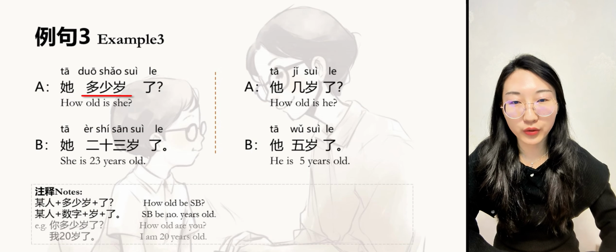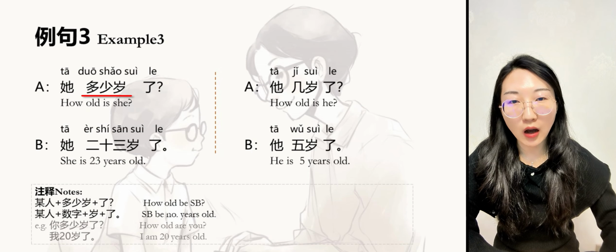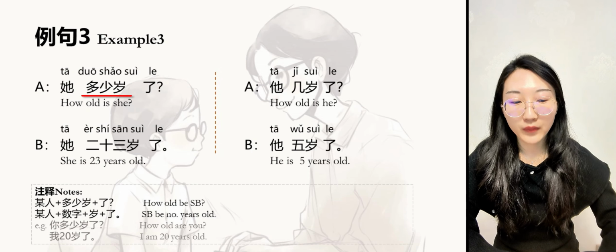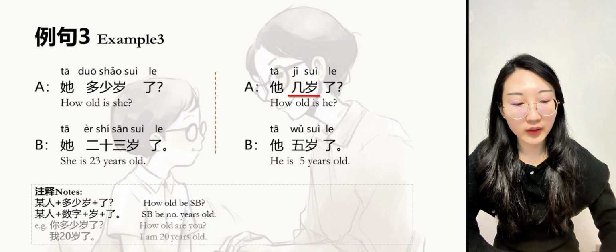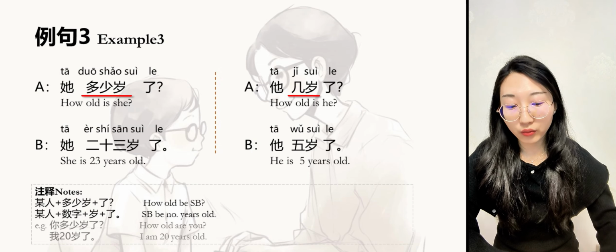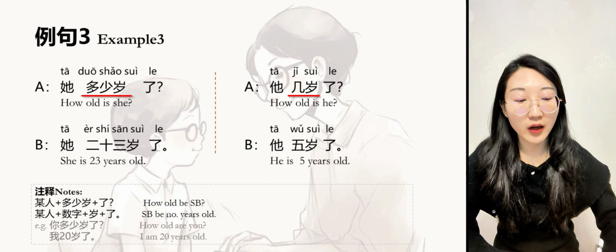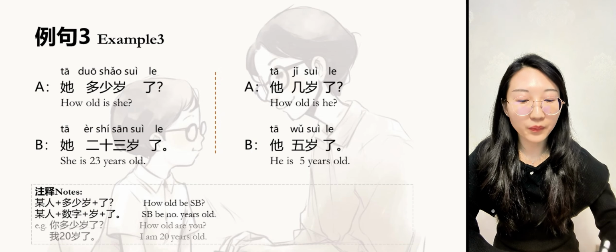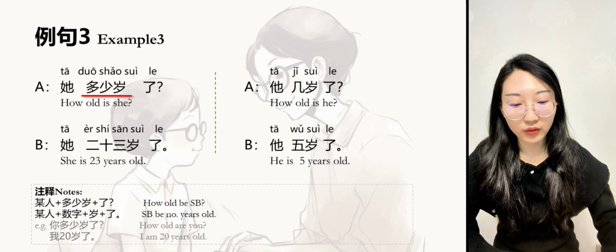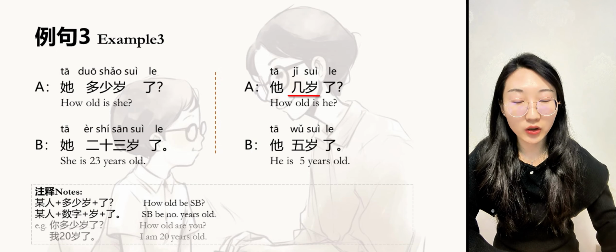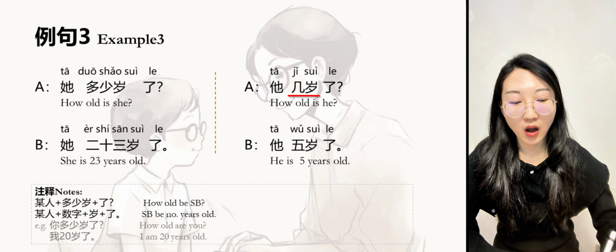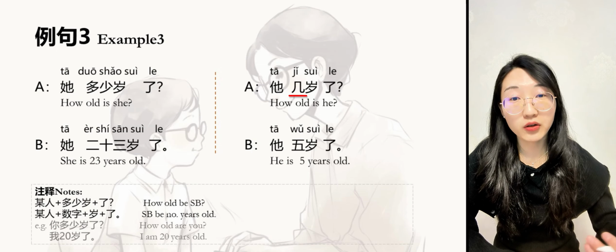So you may have noticed the difference between these two example question sentences. In the first one, we used the question word 多少, 多少岁, and in the second, we used 几岁. These two question words are both to ask how many years old somebody is, but what's the difference? In a nutshell, 多少 is to ask adults, and 几 is to ask kids and pets, because 几 actually refers to a number below 10.